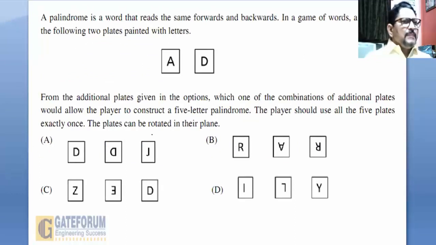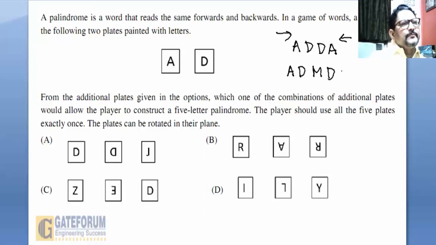A palindrome, I'm sure we all know what a palindrome is, but they have also given it is a word that reads the same forwards and backwards. For example, adda. If you look at it from here, it's adda. If you look from here, it's also adda. So this is a palindrome. A palindrome can also be like this. ADMDA. Here there is just the single M in the middle. So you see, it's not necessary that every letter must be twice. So these are palindromes.